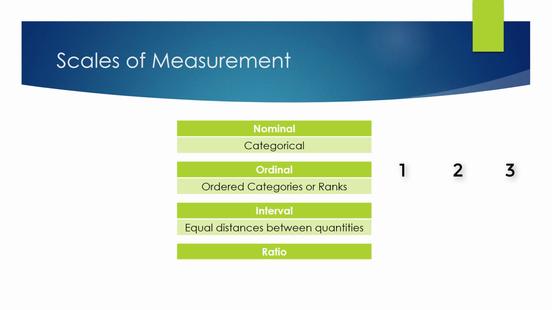So this is ordinal data when we're ranking those individuals, and it is informative. It tells us who came in first. It tells us the order of those individuals. However, there's not equal distances between first, second, and third place.